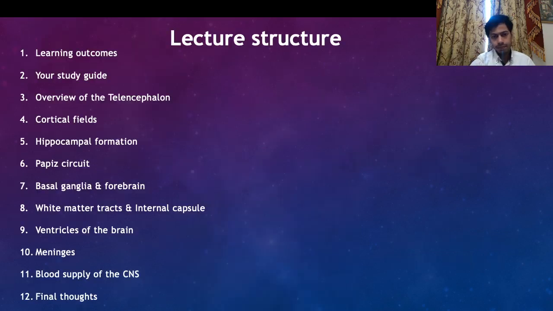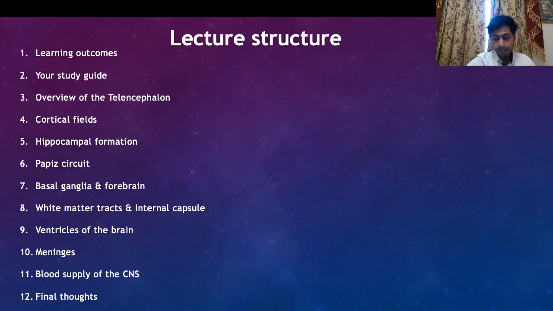So today's lecture, I will try and work through in A to Z fashion. I will give you an overview of the telencephalon, and then we will break it down into the subcortical structures as well. We'll be talking about the hippocampus, the basal ganglia, the tracts alongside the internal capsule, and then we will talk about the ventricles, the meninges, and finish with the blood supply of the CNS.